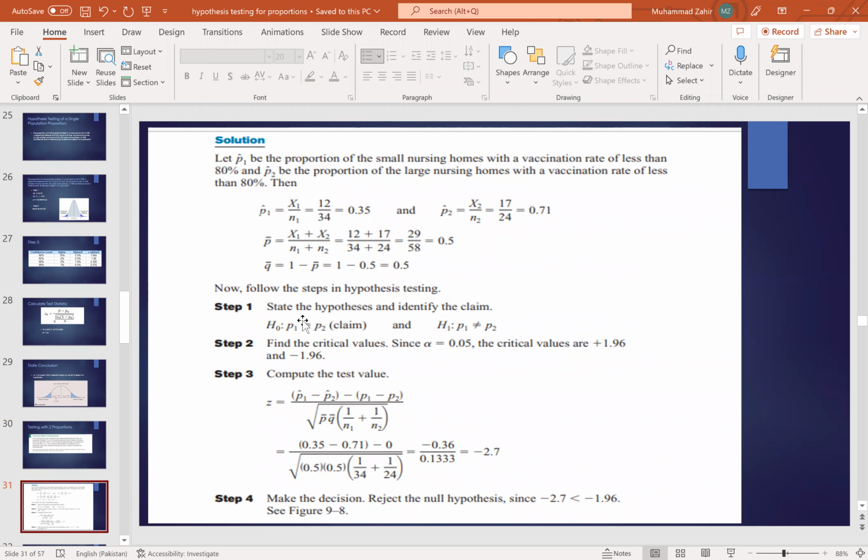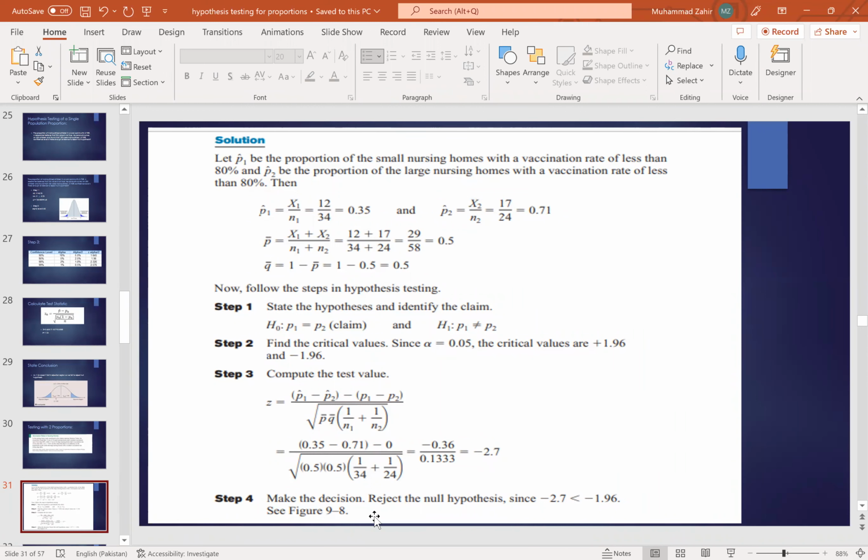In step 1, state the hypothesis and identify the claim. H0: p1 = p2, which is the claim, and the alternative hypothesis is p1 ≠ p2. For the critical value, alpha is 0.05 and the values are positive and negative 1.96, on both sides of the curve. Then by putting in the formula, we calculated this and it is minus 2.7.